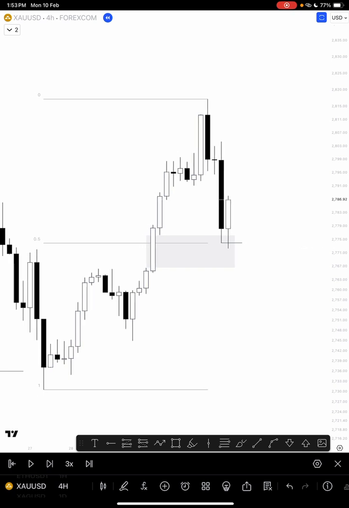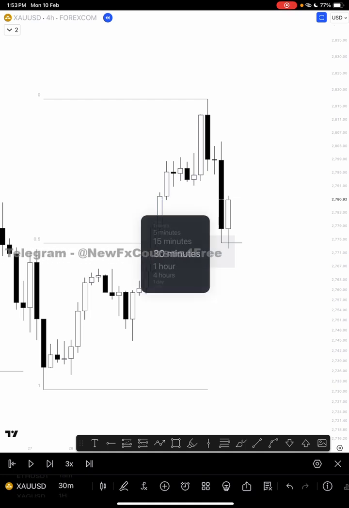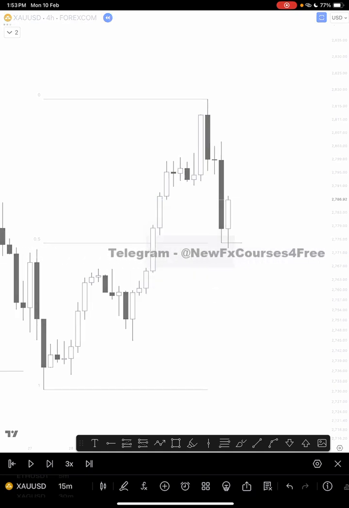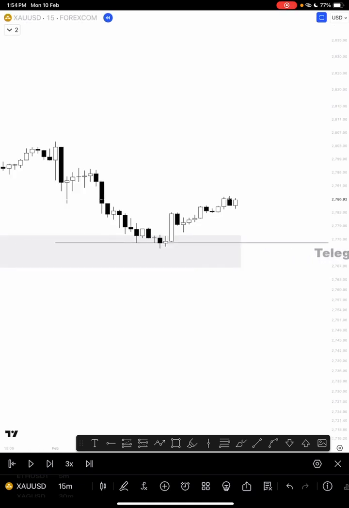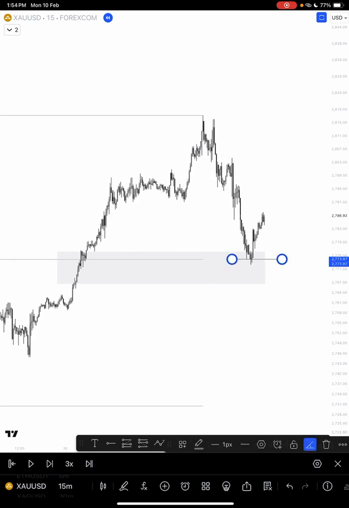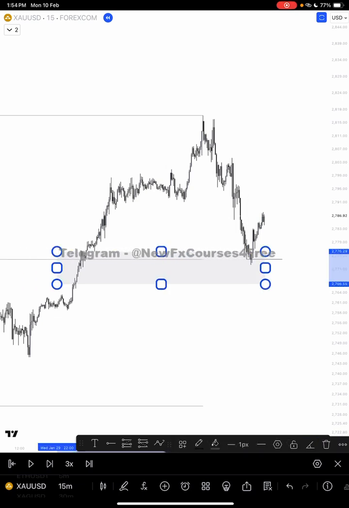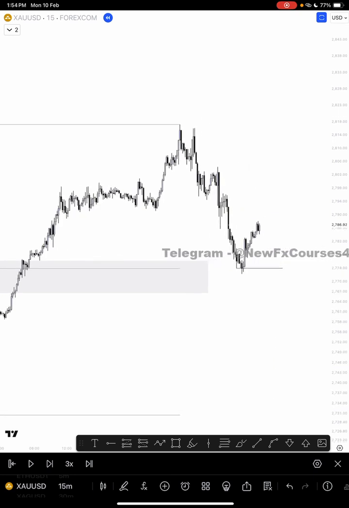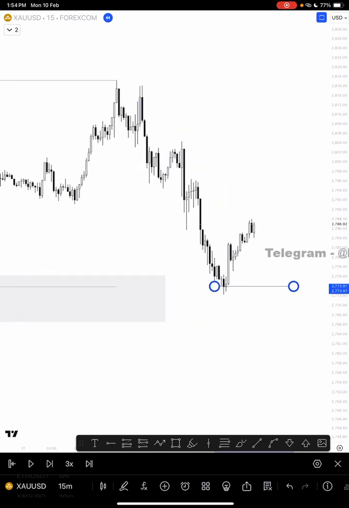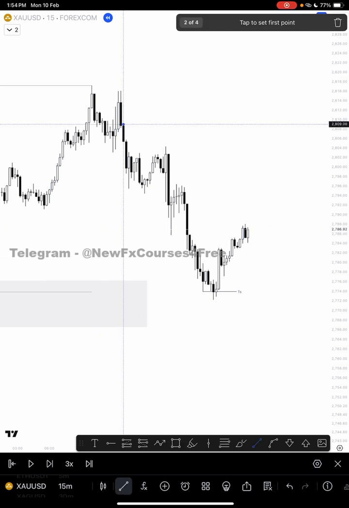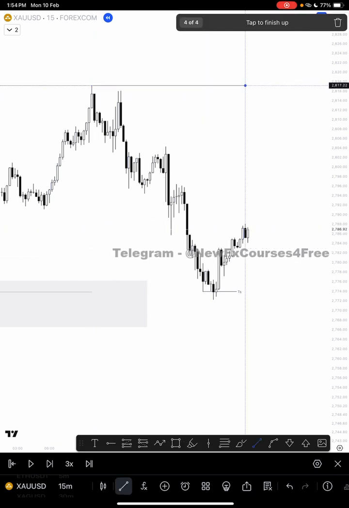So going from the higher time frame, which is the 4-hour, to the 15-minute time frame. Okay, here we are. So we got our turtle soup. Let me take this. This is our key level. We got our turtle soup here. And we got our daily range high, which is our draw on liquidity.